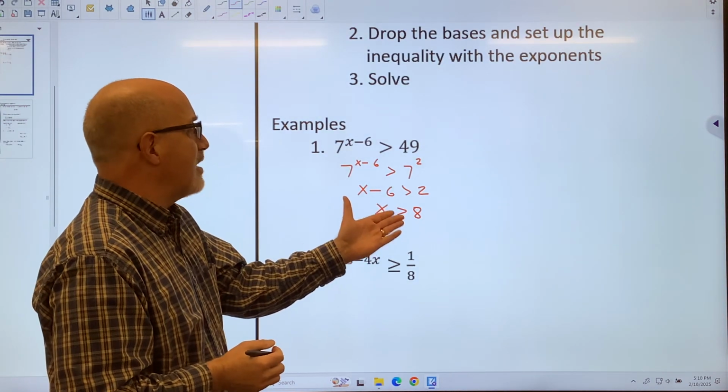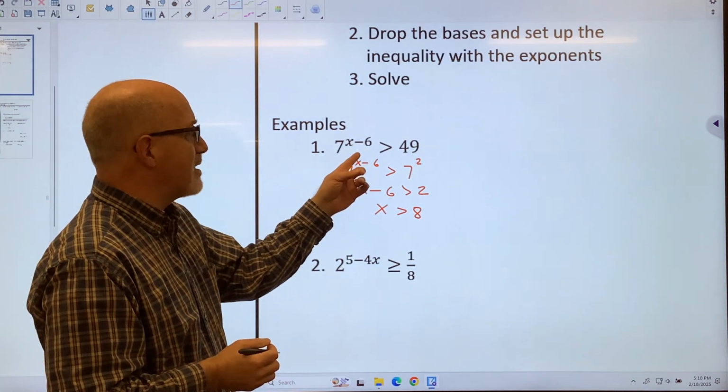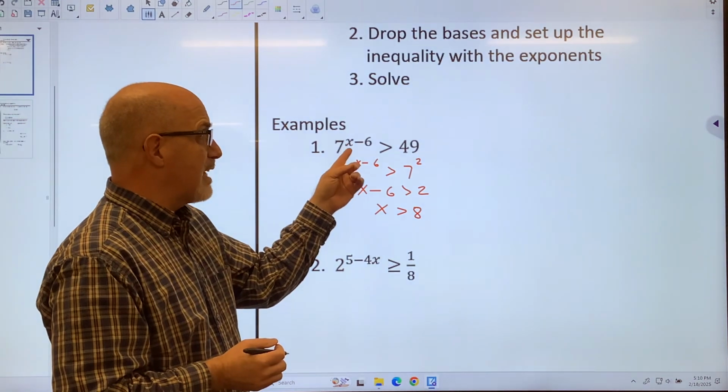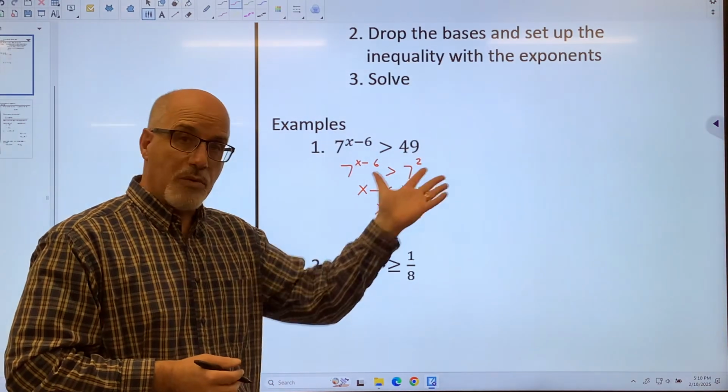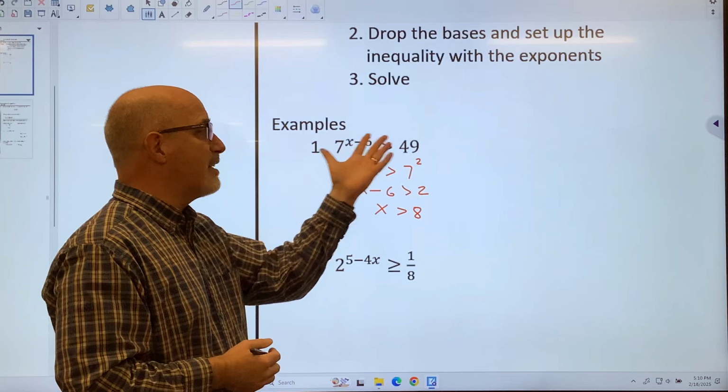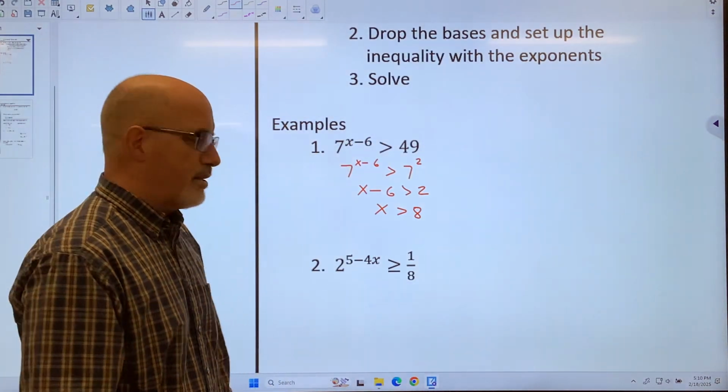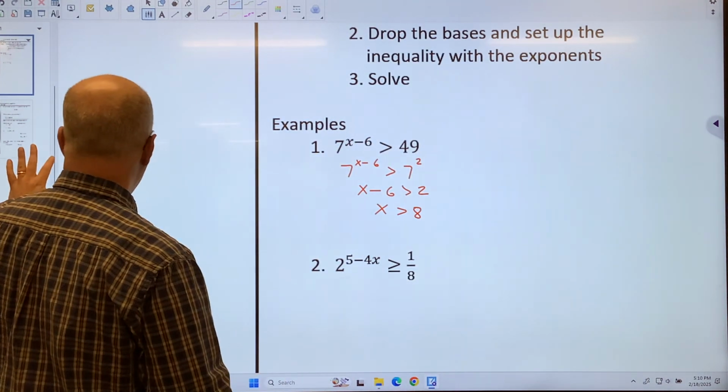Now it makes sense. If you put in 8, 8 minus 6 will be 2, so that's a 49. So they'd be equal, and anything larger than 8 is going to make it so that the inequality is true. Let's do this next one.